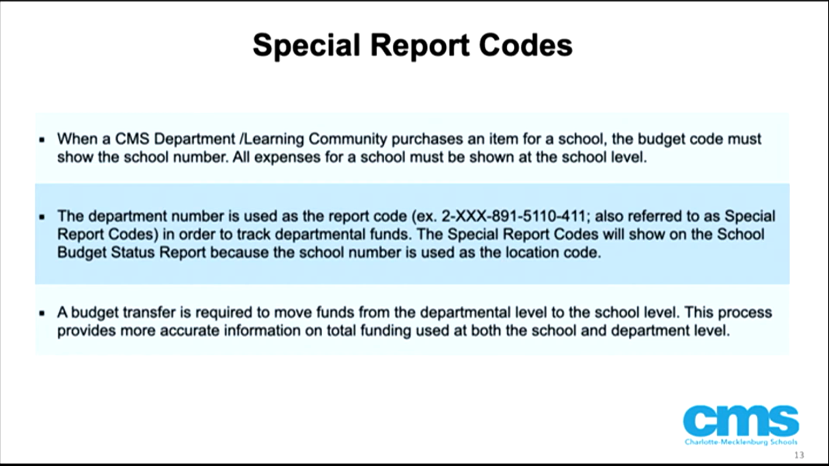Here is a special report code. When a CMS department or learning community purchases any items for schools, the budget code must show the school number, and all the expenses for the school must be shown at the school level. The department number is used as the report code, and you see it right there below. A budget transfer is required to move funds from the department level to the school level. This process provides accurate information on total funding used at both the school and the department level.